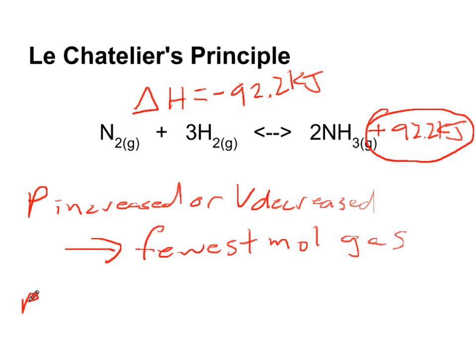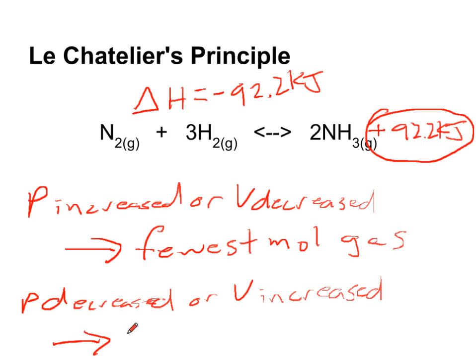If pressure is decreased or volume is increased, that is some ugly writing there, sorry about that, it's going to shift to the side with the most moles of gas. So if we decrease the pressure on this system, it's going to go to the left. There's going to be more reactants made because there's 4 moles of gas over here and only 2 on the product side.